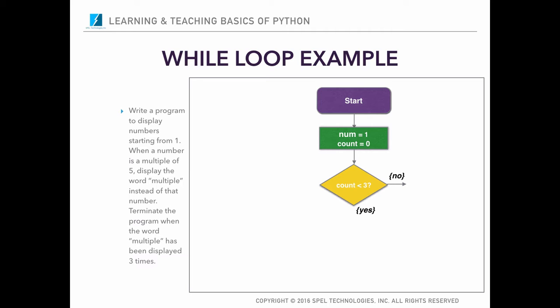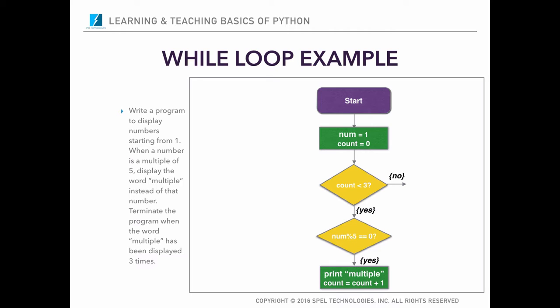Otherwise, if the condition is true, we want to check if the number is a multiple of 5. We can do that using the modulo operator. So if num modulo 5 is equal to 0, then we will display the word multiple. So if this condition is true, then this leads to an operations box that prints out the word multiple, and it increments count, because variable count keeps track of how many times the word multiple has been displayed.